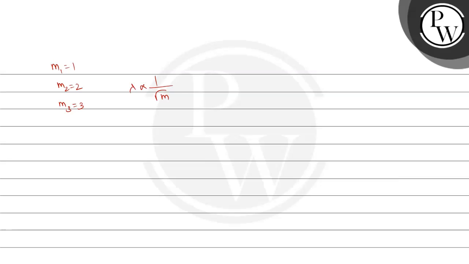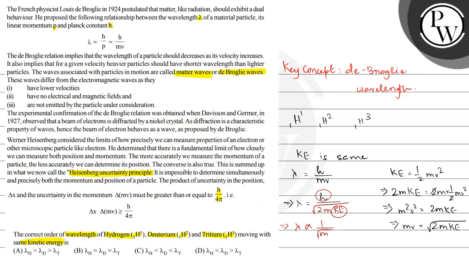So that is why, since m3 is greater than m2 is greater than m1, the order of lambda will be lambda 1 greater than lambda 2 greater than lambda 3, or we can write lambda of hydrogen, lambda H, greater than lambda of deuterium, lambda D, greater than lambda of tritium, that is lambda T. So this is the correct answer, which is given in option number A. So our correct answer is option number A.